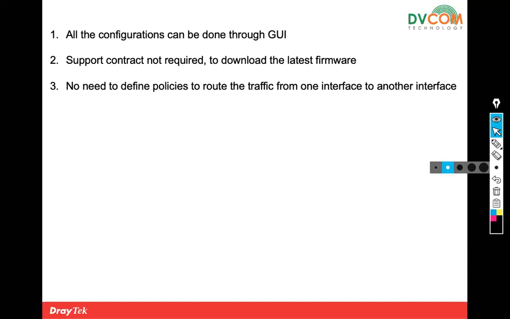It's completely automatic. Because most of the time with other vendors, if you connect the LAN interface to your local network and the WAN interface to the internet, you are not going to get internet because there is no policy.